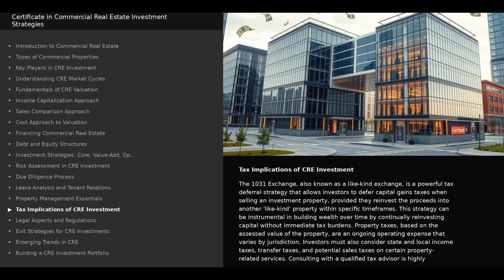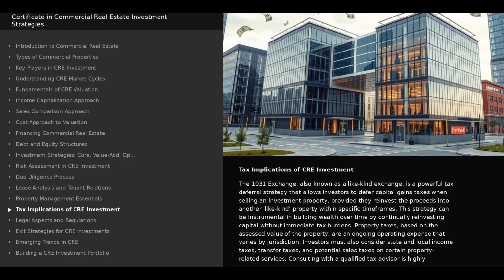A 1031 exchange, also known as a like-kind exchange, is a powerful tax deferral strategy that allows investors to defer capital gains taxes when selling an investment property, provided they reinvest the proceeds into another like-kind property within specific timeframes. This strategy can be instrumental in building wealth over time by continually reinvesting capital without immediate tax burdens.